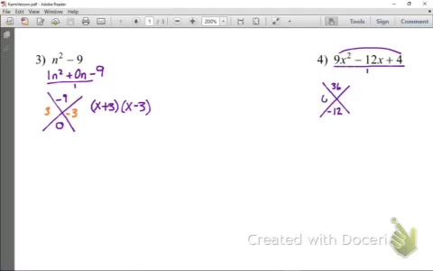Well, that's going to be 6 and 6. But the problem is that while 6 times 6 makes a positive 36, it doesn't make a negative 12 through addition. So how can I get that negative 12 but a positive 36 still? Well, that's by changing them both to negative. So you should have negative 6 and negative 6, multiply to make a positive 36, and add to make a negative 12.